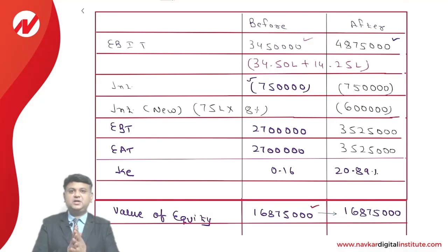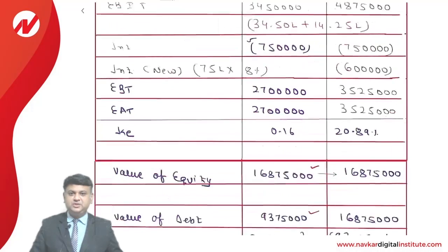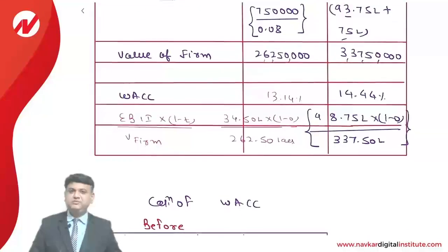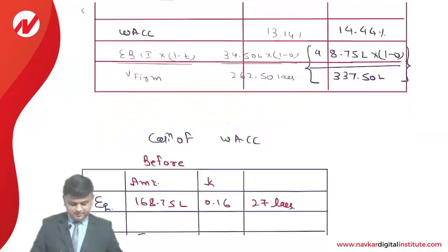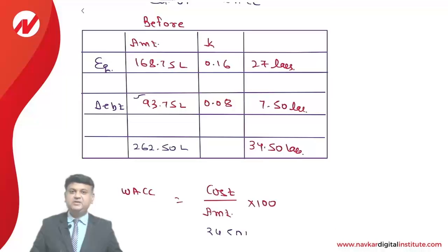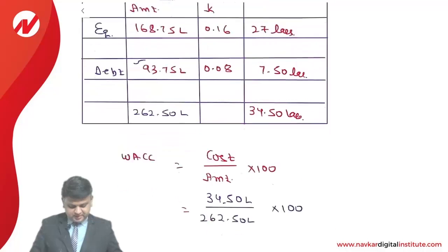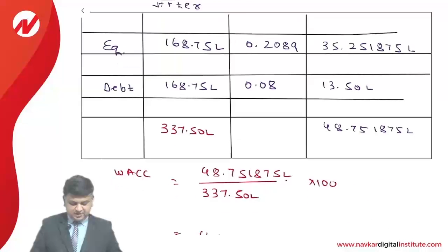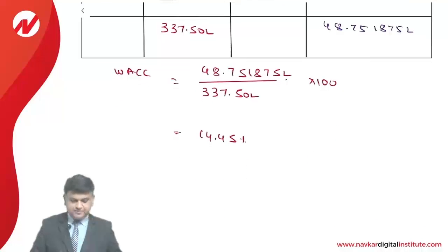So friends, concluding the point, before we accept the new project, we have computed the value of the firm and based on that the weighted average cost of capital. Or otherwise we can have a small table to compute the weighted average cost of capital before and after accepting the new project. This is the way we are required to do the answer.